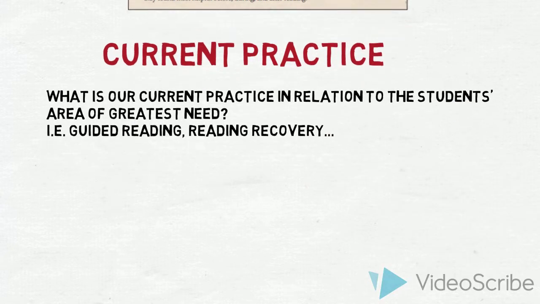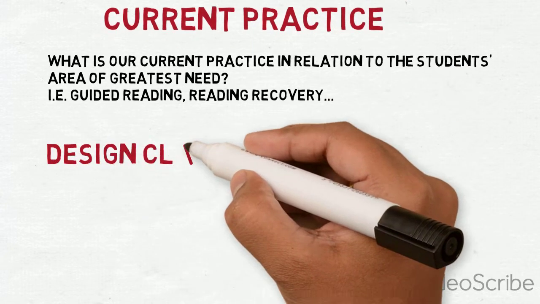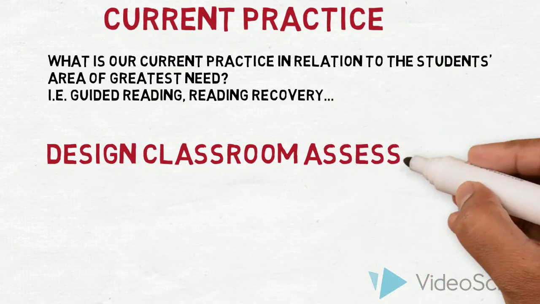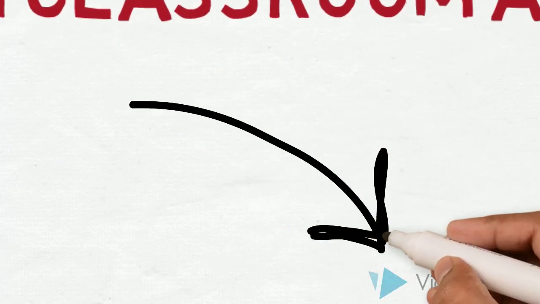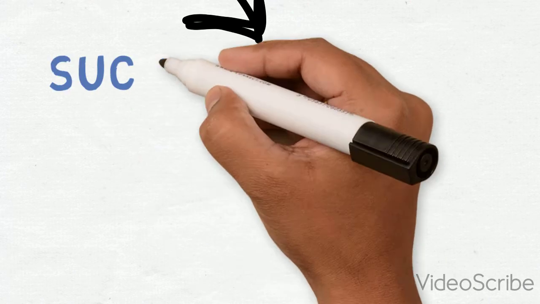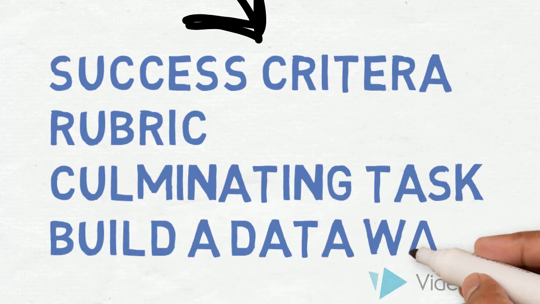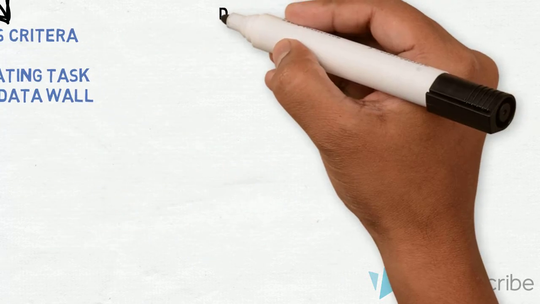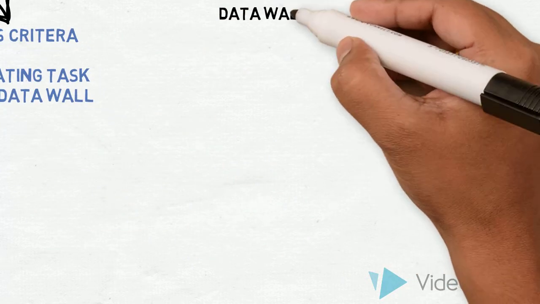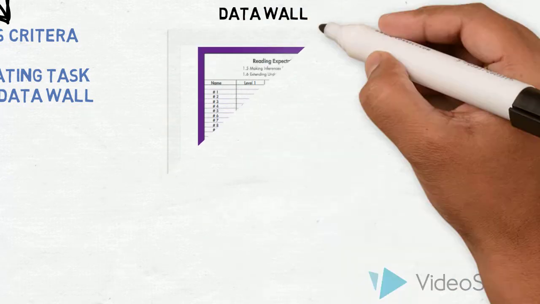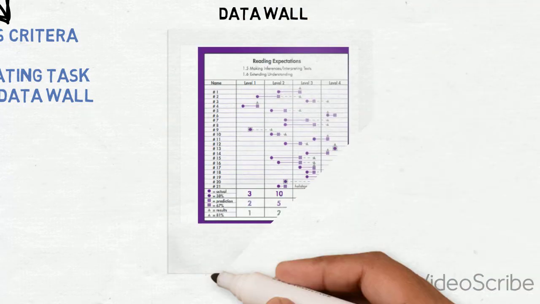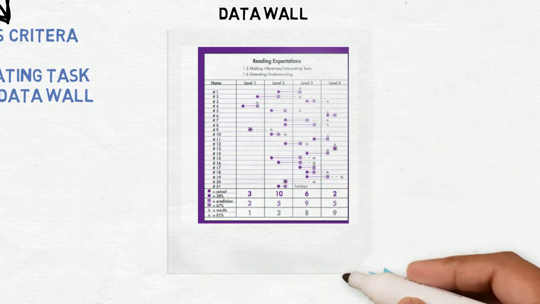Next, design your classroom assessment. Ask yourself, what should students know, do, and understand at the end of the pathway? This again is connected to your expectations. Develop a rubric, success criteria, and a culminating post-assessment. Create a data wall to record student progress. This class data wall is based on the professional judgment of the teachers on pre-assessment, predicting student success, target settings, and results.